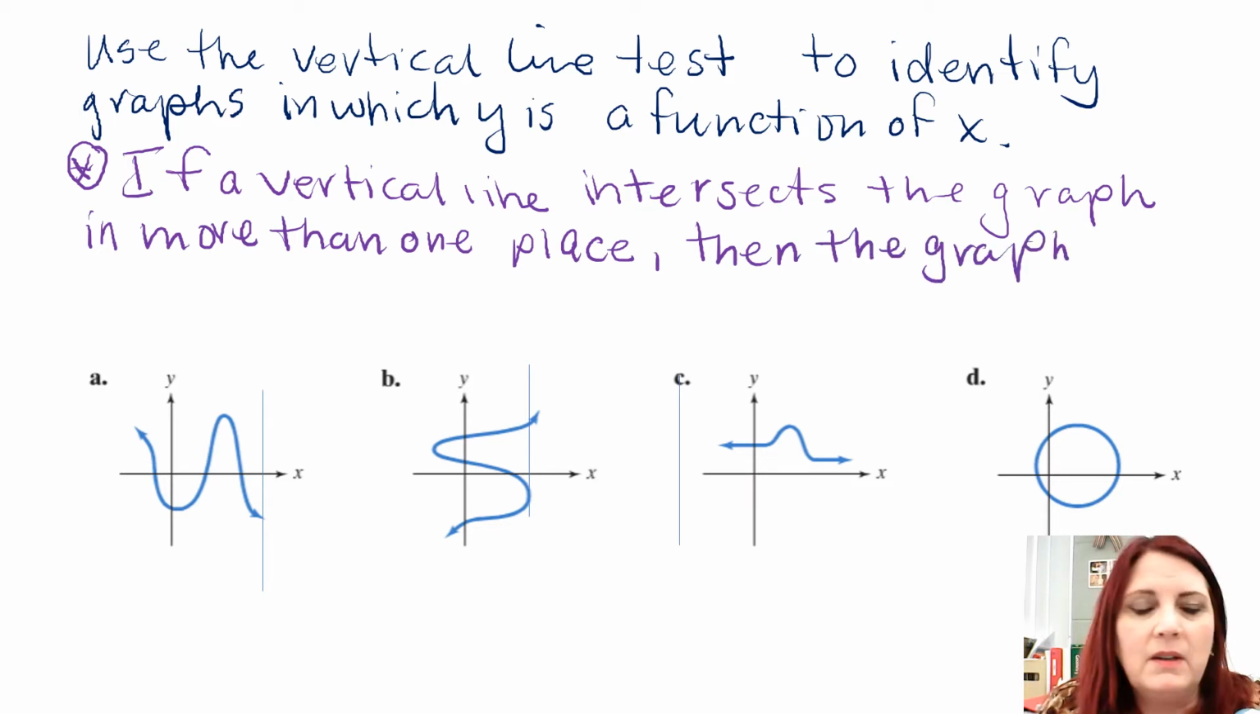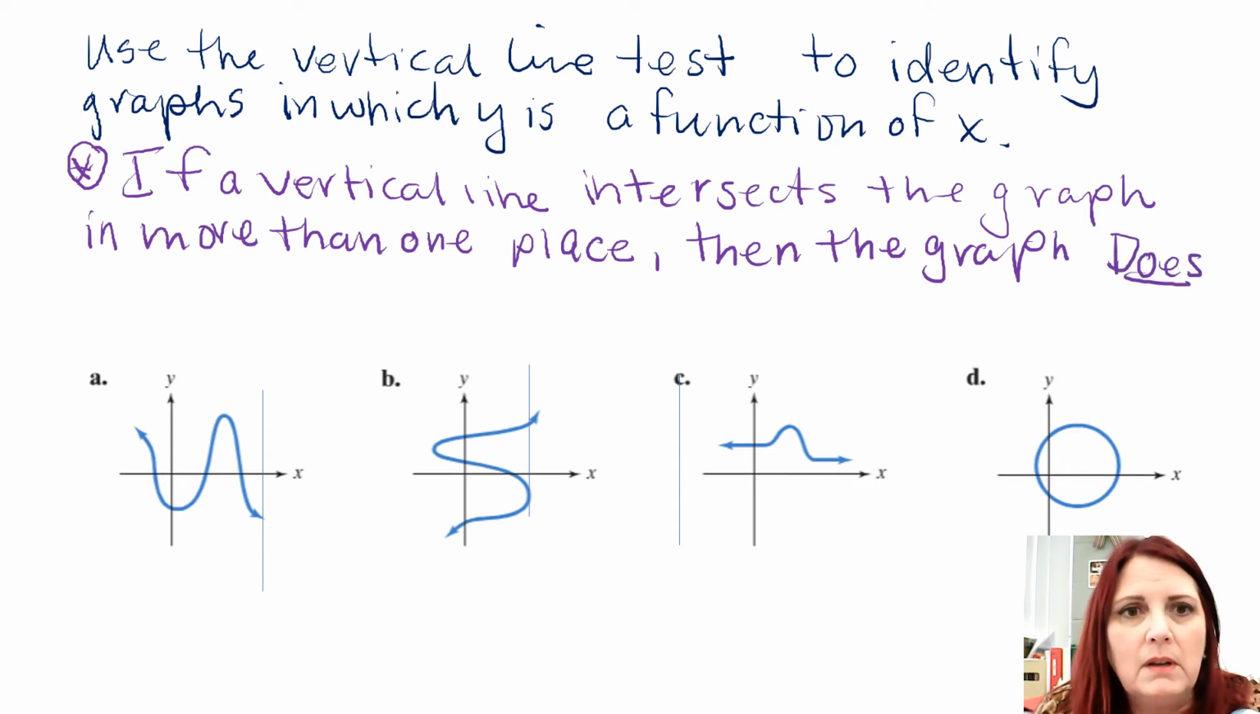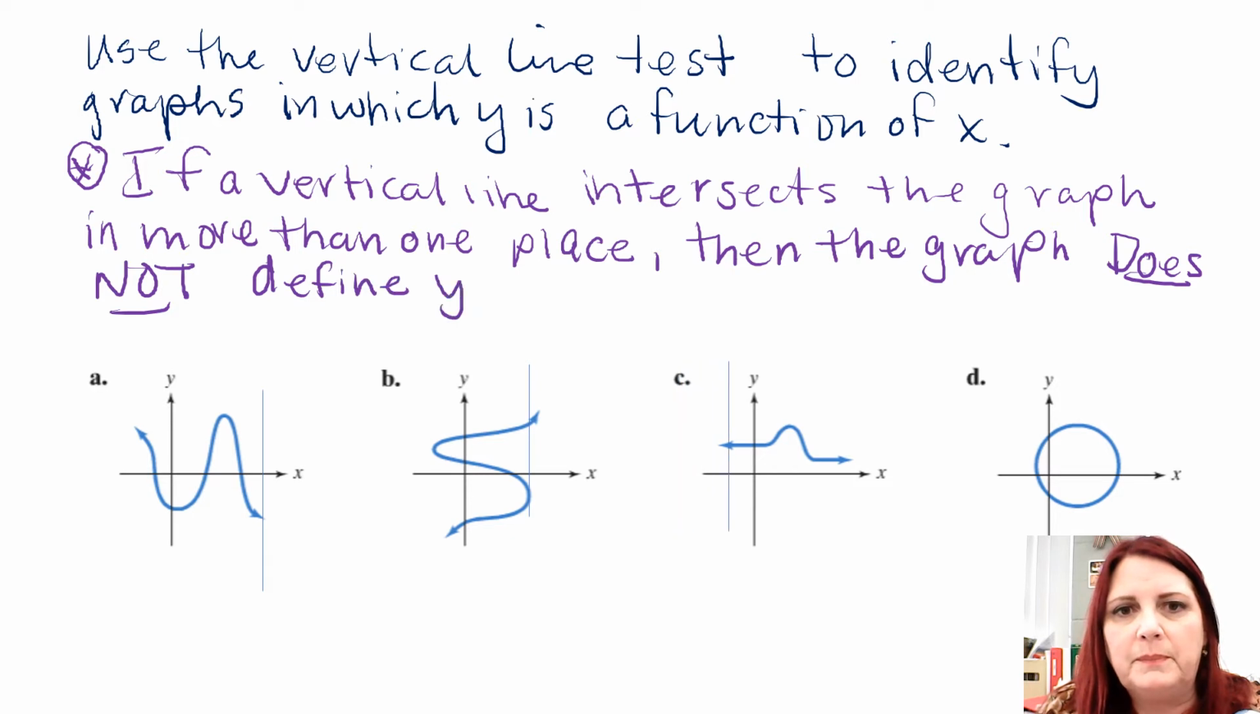The graph does not define y as a function of x.